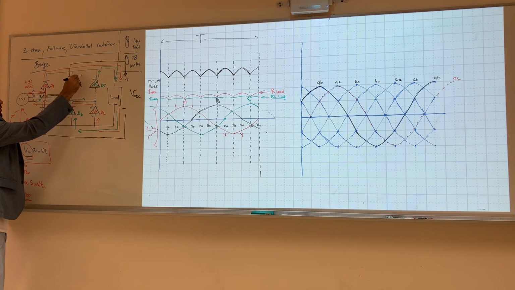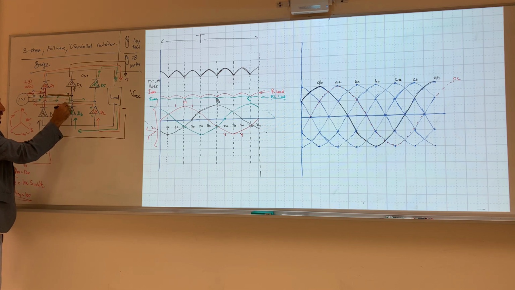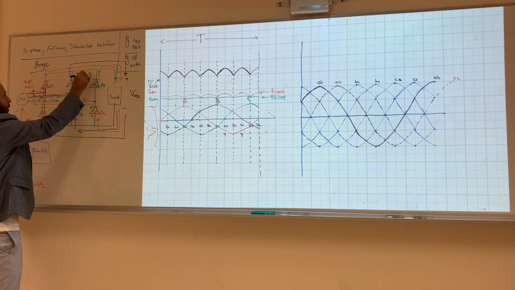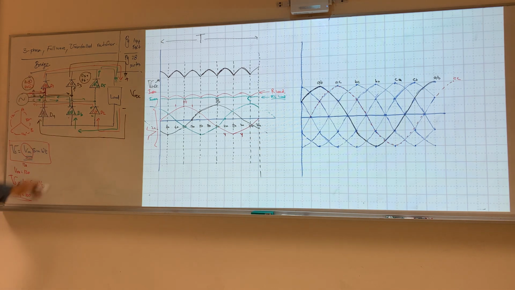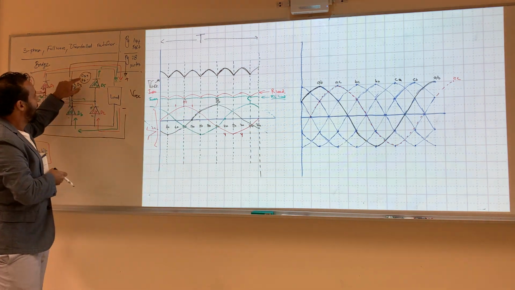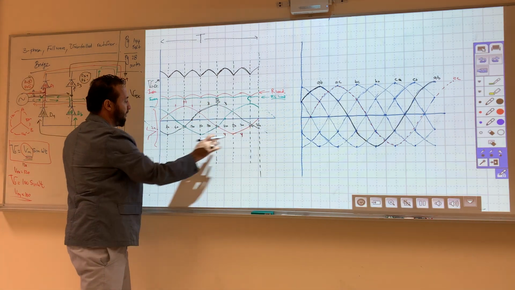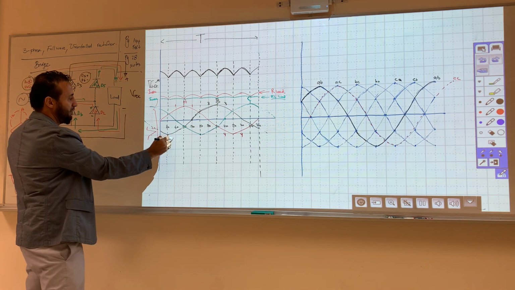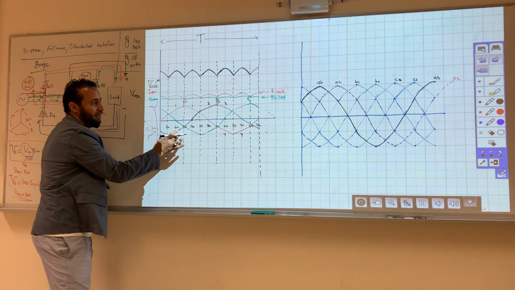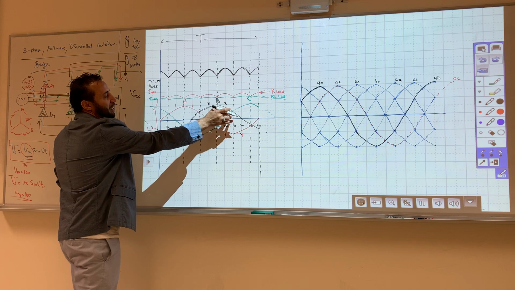In the positive, diode 3, positive, and diode 6, negative. Okay, so that's phase B. B in the positive is diode 3, so this is 3, and in the negative, diode 6. So this is 6, in the negative, the pulse. Okay, this one here is diode 3.